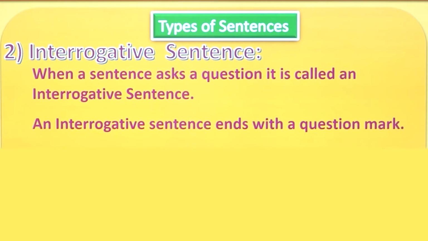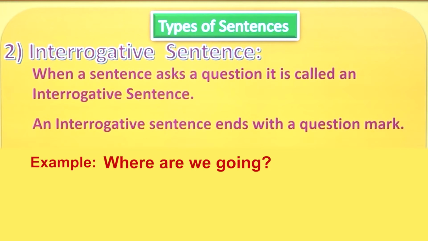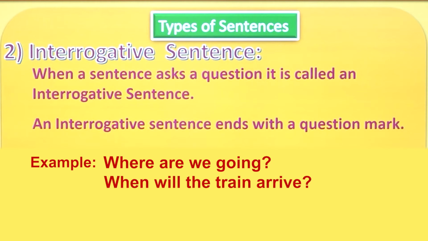Now let's understand this with these examples. The first example is, where are we going? Here the sentence is starting with a capital letter. Whatever kind of sentence this is, it has to start with a capital letter. Now it is ending with a mark, and this mark is known as an interrogative mark, or we call it a question mark also. In the next example, when will the train arrive? This question is also ending with a question mark, and it is a sentence, that is why it is starting with a capital letter also.